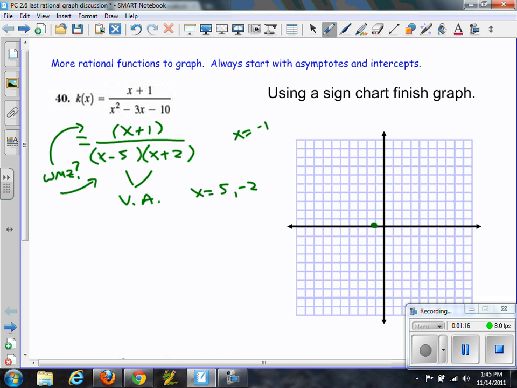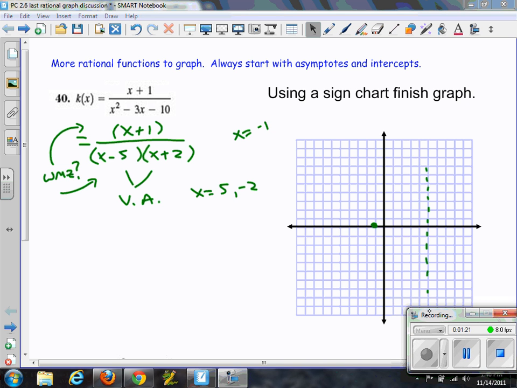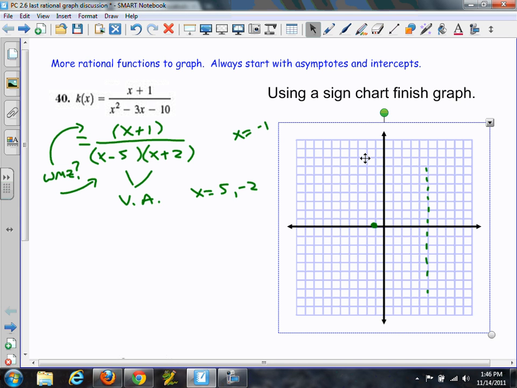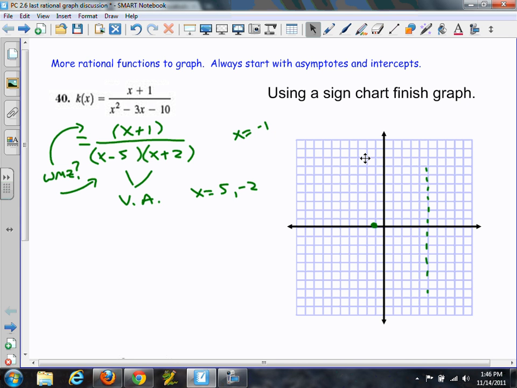Let's throw those in. 2, 3, 4, 5, right about here. And over here, we're going to do x equals negative 2. Try to get the basics in there. Okay, negative 2. So there are the asymptotes: x equals negative 2, x equals 5. Okay, those are the what-makes-0 for numerator and denominator. That helps accelerate that process.